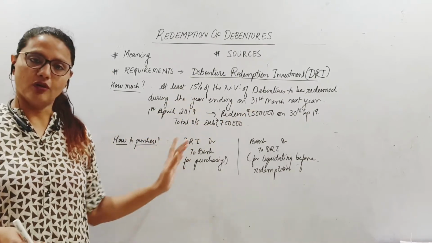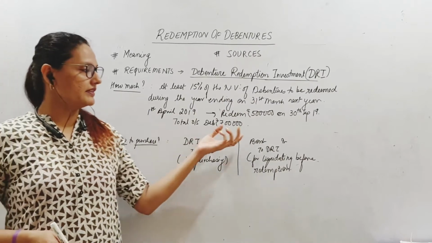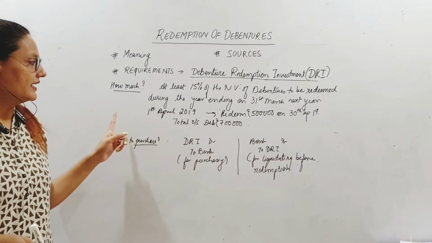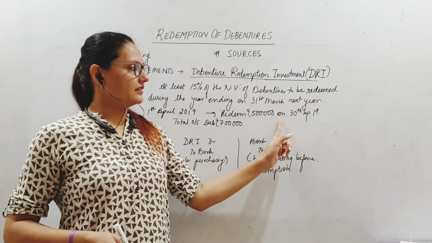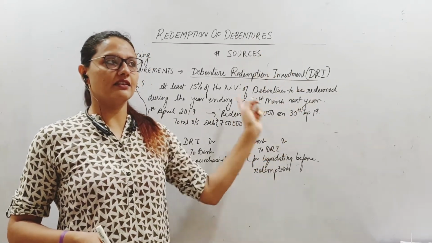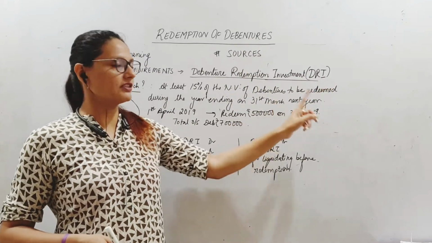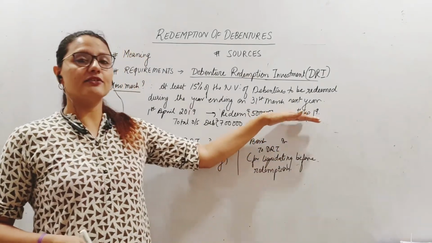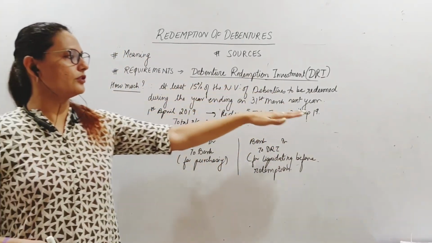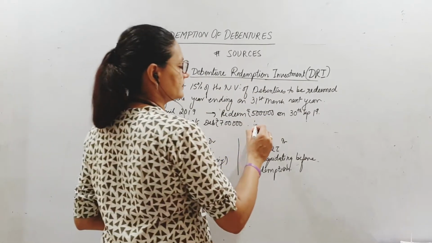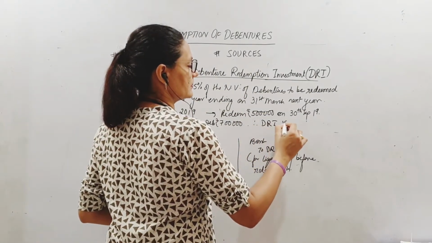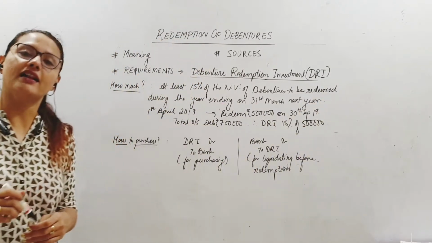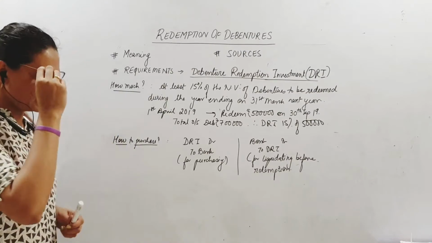15% of nominal value of which amount? 7 lakhs or 5 lakhs? 5 lakhs, because during this year, which is going to end on 31st March next year, 31st March 20 को end करेगा ये year, उससे पहले है ये. Therefore, I need to have 15% of nominal value, 15% of 5 lakhs invested in DRI. Clear?